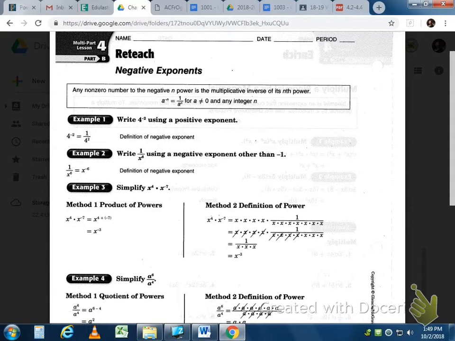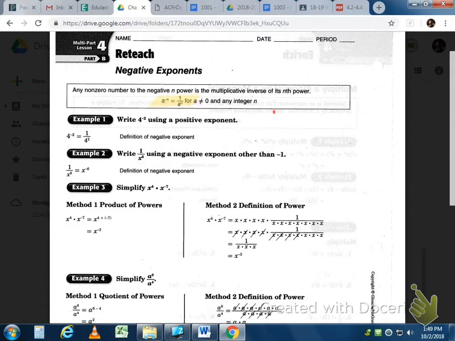Lesson 3-4, B: Negative Exponents. Any non-zero number to the negative nth power is the multiplicative inverse of its nth power. So it's showing us a to the negative n equals 1 over a to the n. But I don't think that is enough to explain it to you. I want to show you using an example and the technique we used yesterday.